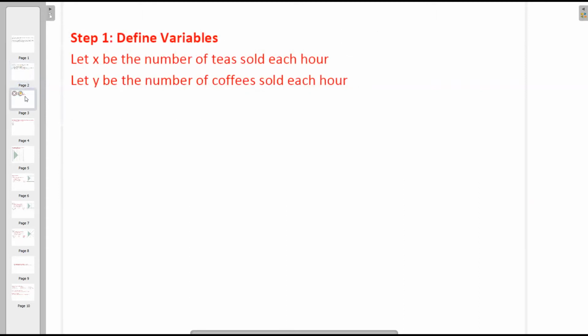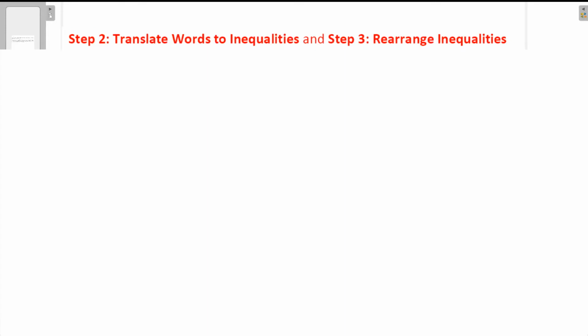We start off, as always, by defining our variables. We let x be the number of teas sold each hour, and let y be the number of coffees sold each hour. Now we need to translate those words into inequalities. Each hour, the shop must sell fewer than 10 beverages. So that means x plus y will be less than 10. When we rearrange that into the y equals ax plus b format, we've got y less than negative x plus 10.